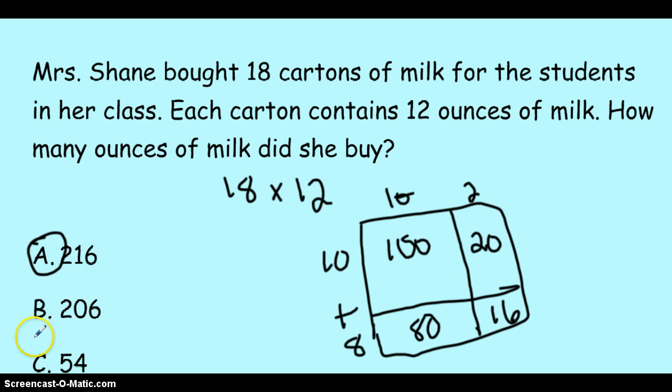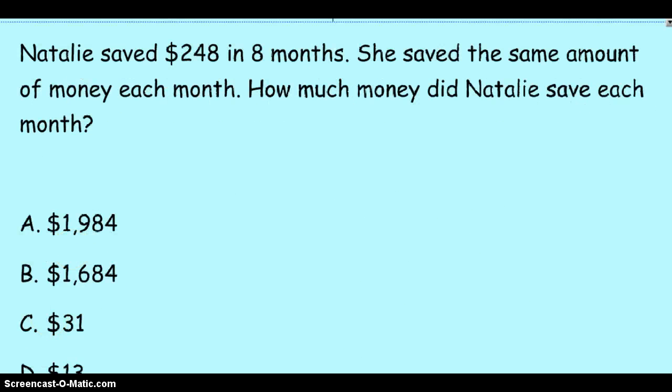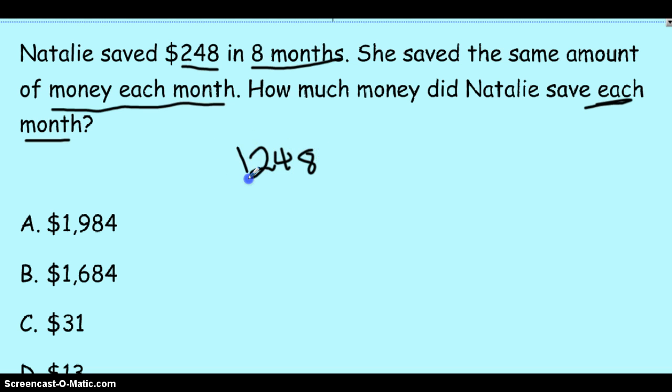Next one. It says Natalie saved $248 in 8 months. She saved the same amount of money each month. So that was our total. This was the number of groups. And we're looking for how many is in each group, or each month. So we know that's a division problem. So we can divide 248 divided by 8.